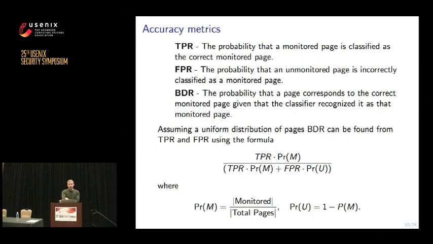So the Bayesian detection rate takes into account things like the true positive rate, the false positive rate, the size of your monitored web, the number of your monitored websites, and the number of unmonitored websites that you're testing with. So it takes into account the base rate and gives you a real idea of actually how well your attack is performing. It tells you what is the actual probability that your classifier made a correct prediction.